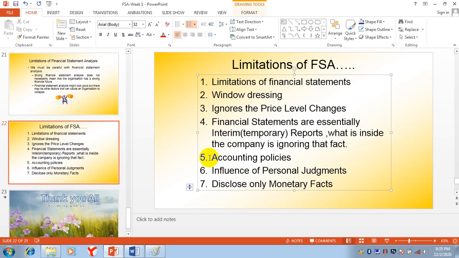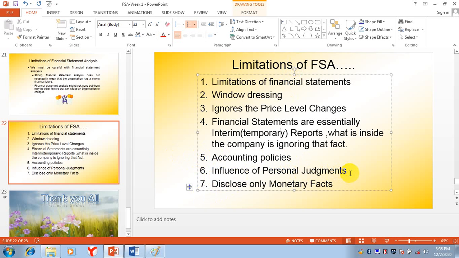Accounting policies: in different years we are using different accounting policies, and we are comparing these two years. So it is a weak point. Or one company is using one accounting policy, the other company is using another accounting policy, and we are comparing these two companies. So this is a limitation of financial statement analysis.